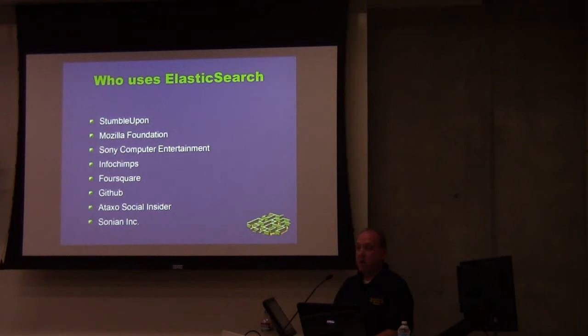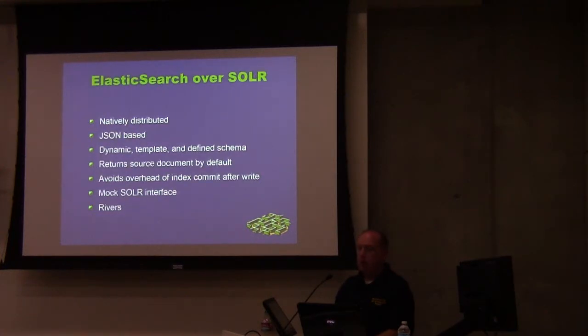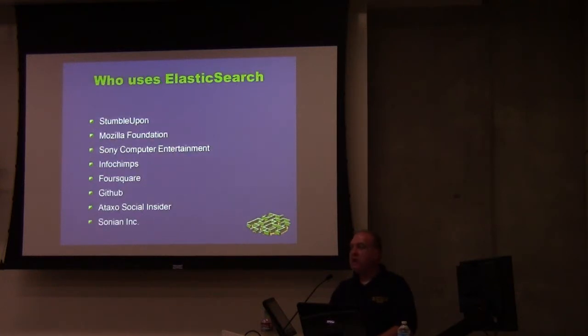Can you describe natively? Are you just saying RPMs and stuff are available? You don't need a Tomcat container to run it, or what do you mean by natively distributed? Natively distributed means that Elasticsearch doesn't need anything external to scale, like ZooKeeper. Yeah, like ZooKeeper. But there is a ZooKeeper module if you like ZooKeeper. So by natively I mean it's built in.